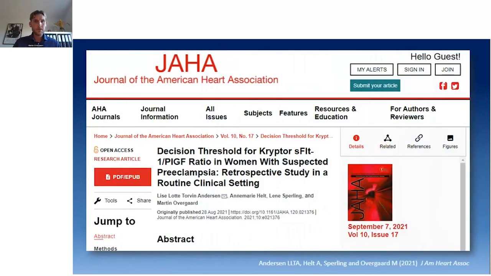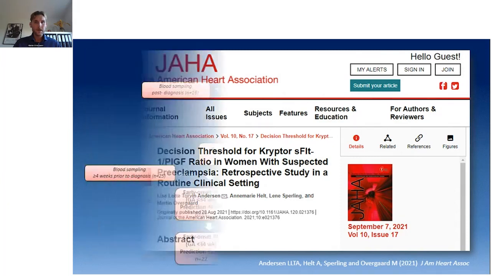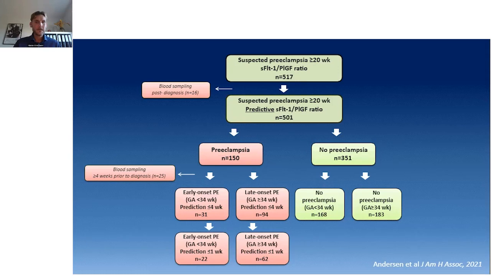This work was published recently, open access, in the Journal of the American Heart Association. Within approximately 18 months, we included all women with suspected preeclampsia after 20 weeks gestation and a valid sFlt-PLGF ratio. Several were excluded due to post-diagnosis sampling. 150 women developed preeclampsia, whereas 351 did not. Again, we excluded those where the sample was taken more than 4 weeks before diagnosis.